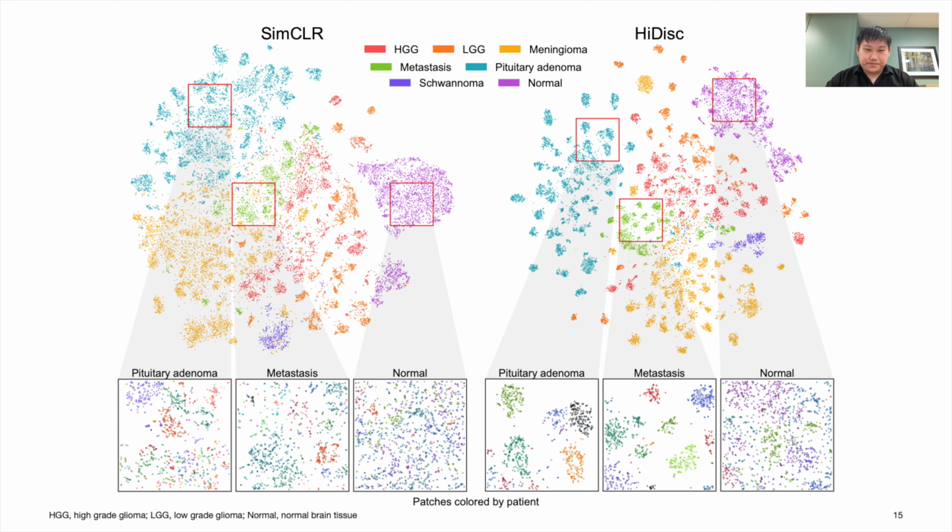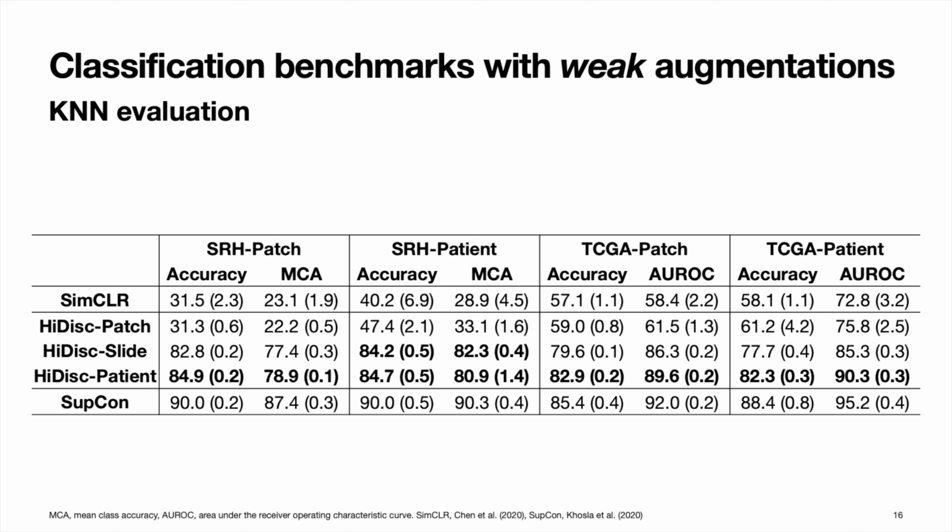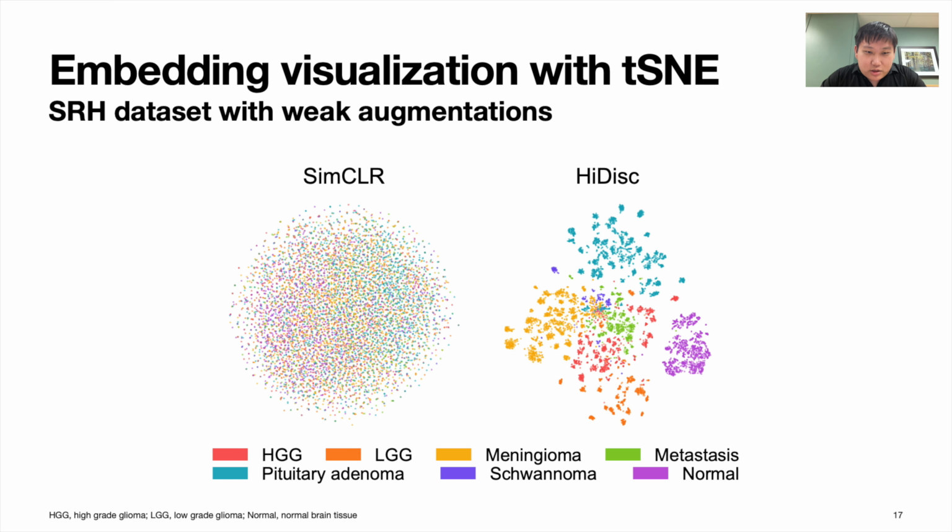An important ablation study we performed is to demonstrate that HiDisc is capable of preserving excellent performance without the use of strong domain-agnostic data augmentations. As expected, both SimCLR and HiDisc with patch discrimination collapsed, since weak augmentation will make the pretext tasks trivial. HiDisc with slide and patient discrimination are only slightly affected by the lack of strong augmentation. This can also be observed in tSNE embedding visualization. HiDisc is able to achieve high-quality representation learning, where SimCLR is unable to learn semantically meaningful features via instance discrimination alone.